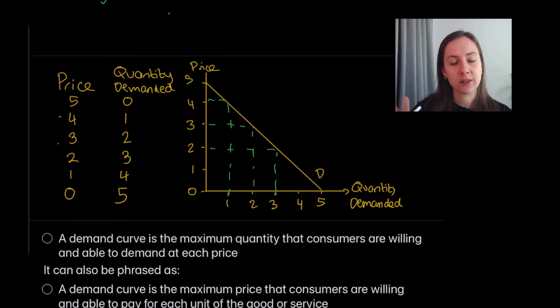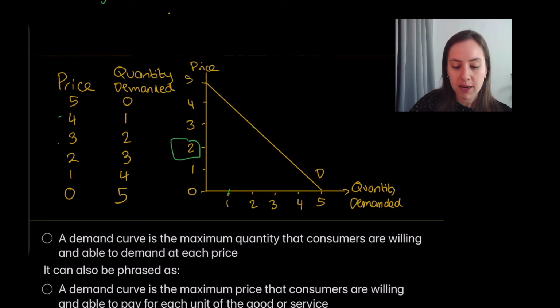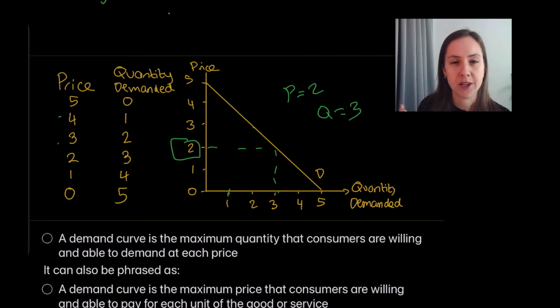There are two ways I could define a demand curve. The first one: a demand curve is the maximum quantity that a consumer is willing and able to buy at each price. So here at price 2, the maximum quantity that a consumer is willing and able to buy is 3. So that's the first way to define a demand curve.